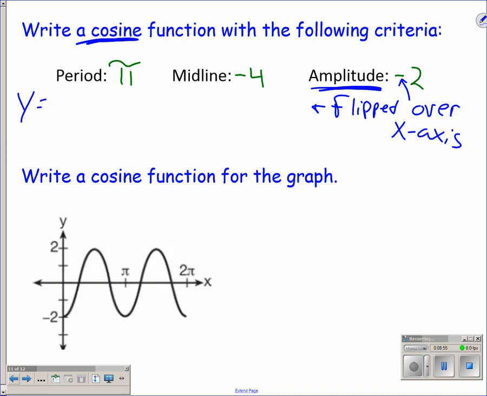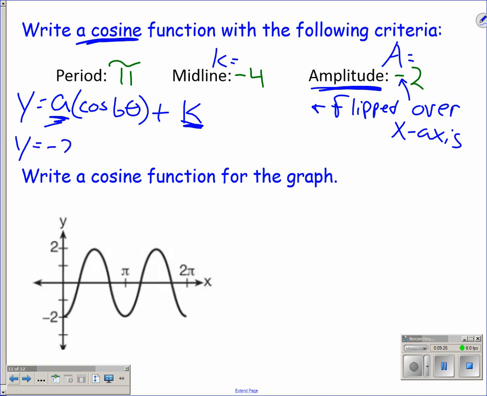Remember, my basic thing here is y equals a times cosine b theta, and then plus our midline k. So we have to figure out what a, b, and k are. Well, a and k, y'all are pretty good at just identifying that. The a value is just my amplitude, and my midline is just my k value, which is -4. So in this case, it's going to be y equals -2 cosine, and I have to figure out what b is. Okay, b comes from the period.